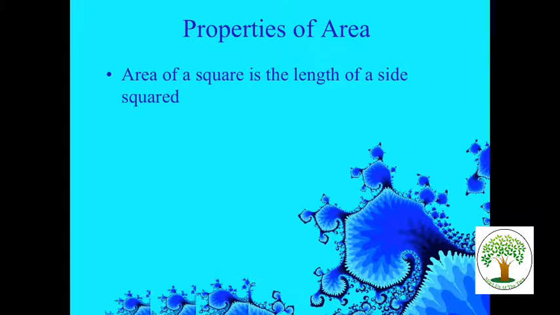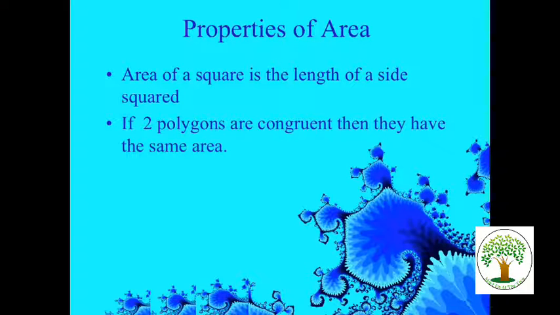Another thing you need to realize whenever we're doing area is that if two polygons are congruent, they have the same area. I hope that seems somewhat straightforward. If they're the same shape and size, they should cover the same space. So if I had two rectangles that were the exact same size and shape, they would both have the same area. If I had two hexagons that were congruent to each other, they would have the same area.